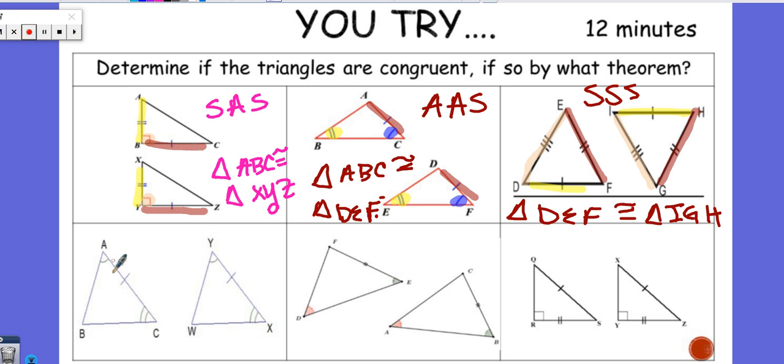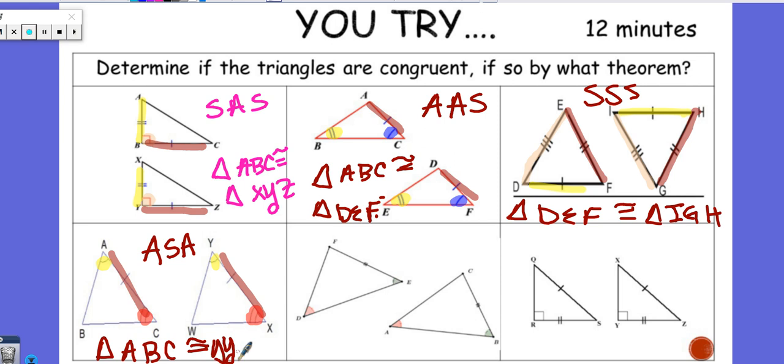Did I get it? Yep, I got it. Okay, so here I have an angle that matches, a side that matches, and another angle that matches. All right, so these two triangles are congruent by angle, side, angle, and the side is in between the two angles. So angle, side, angle. So I'm going to say triangle ABC is congruent to triangle YWX.